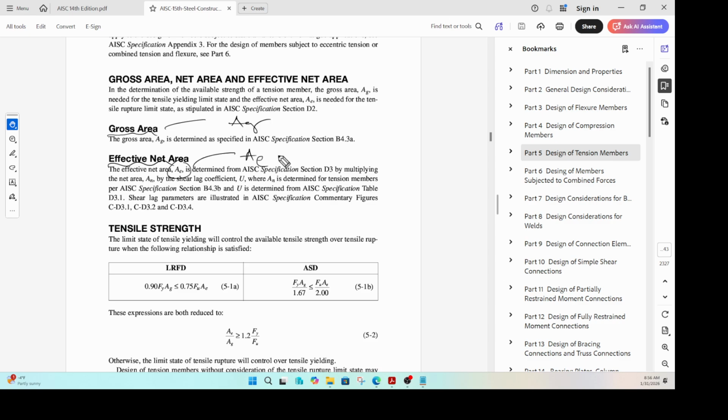Okay, and to calculate this AE, you will have to understand what U is, and you will have to understand what A net is. We'll talk about those things, but all that this section tells you is that the gross area AG is available in chapter B, and the net area AN is available at a bunch of locations. So it is not giving you any useful information about how to calculate those areas, but it is giving you references as to where you can find all this.